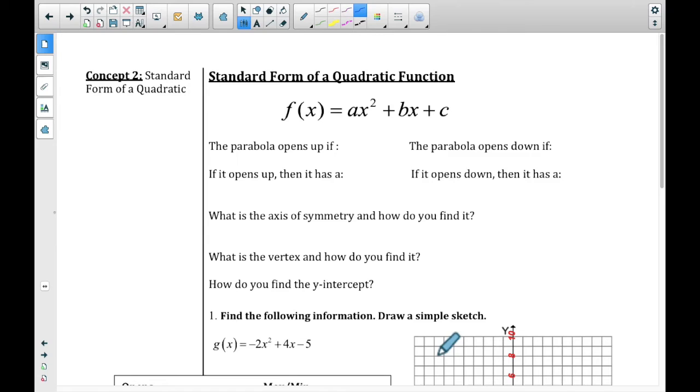This is our second video that goes with this lesson. In this lesson, we're going to be talking about standard form. When we talk about standard form, this is the equation we're talking about: ax squared plus bx plus c.